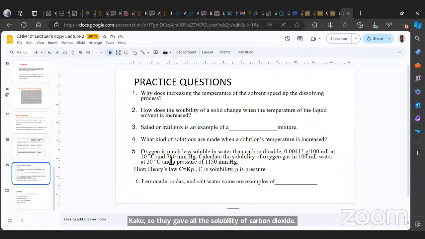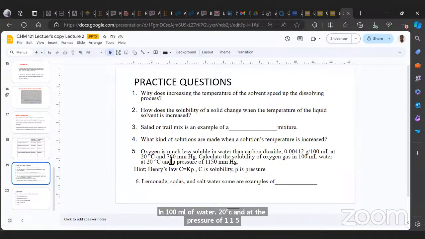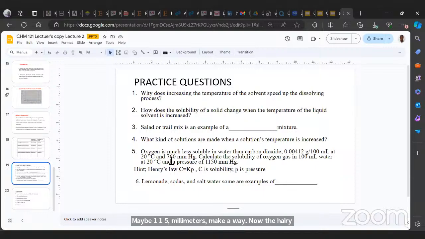C is equal to Kp. K is your constant, P is your pressure, C is your solubility, that's your concentration. Solubility and concentration are about the same thing. Concentration, we usually say mole per dm cube, but for solubility, we usually say mole per liter, and you know that liter is the same thing as dm cube. So C is equal to Kp, where K is the Henry's law constant. So we have our solubility here.